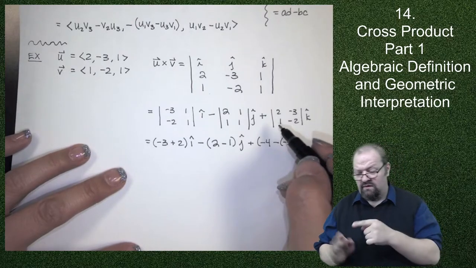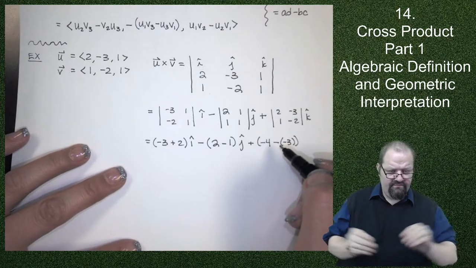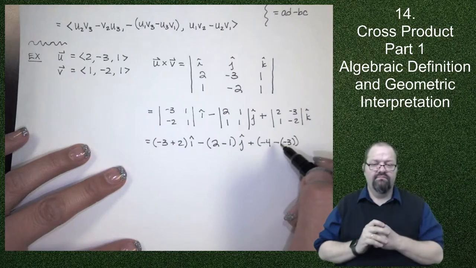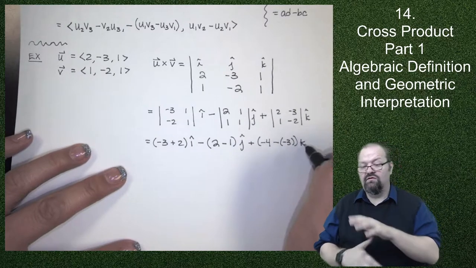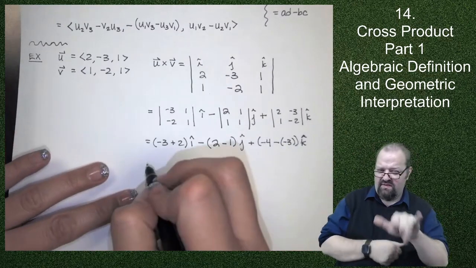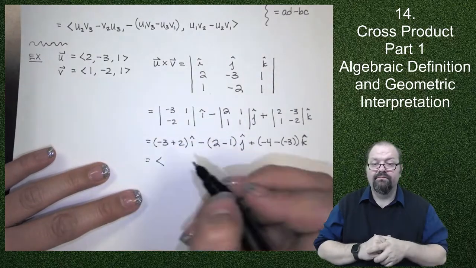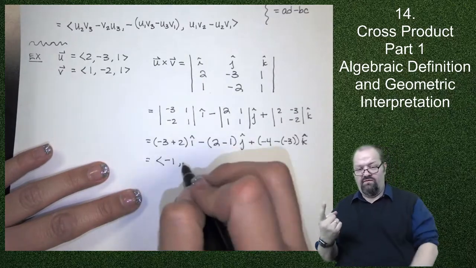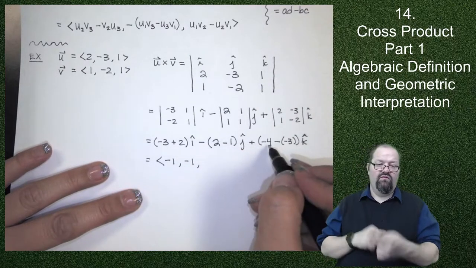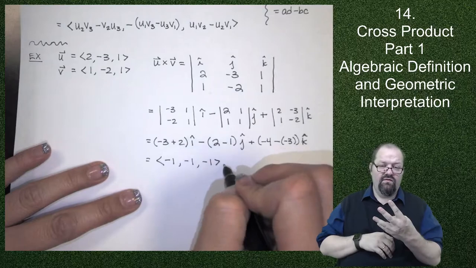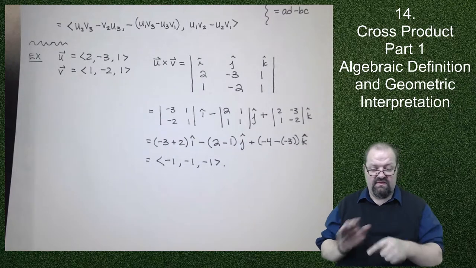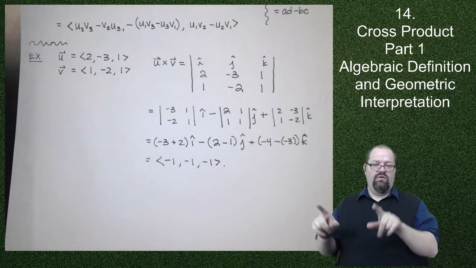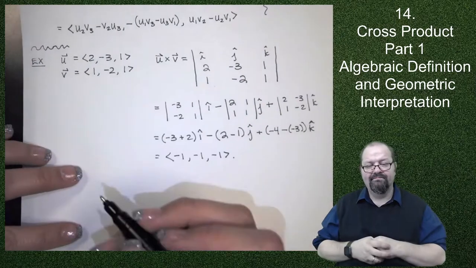It's very easy to just say, oh, minus 3, and then you'd have a minus 3 there rather than subtracting a negative 3. So just be very, very careful. I'm going to write it in component form. So I've got negative 1. That's 1 times negative 1 is negative 1. And then negative 4 plus 3 is also negative 1. So that's our cross product.